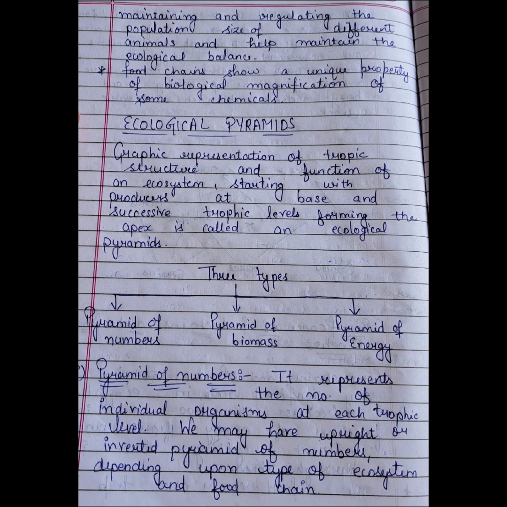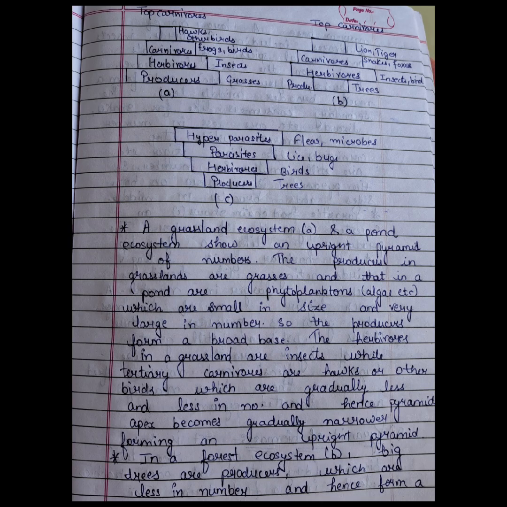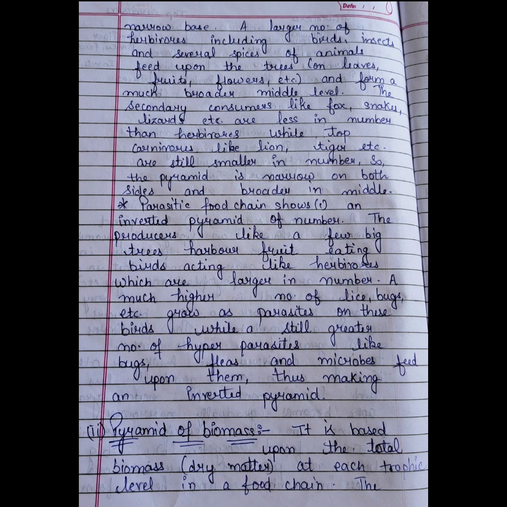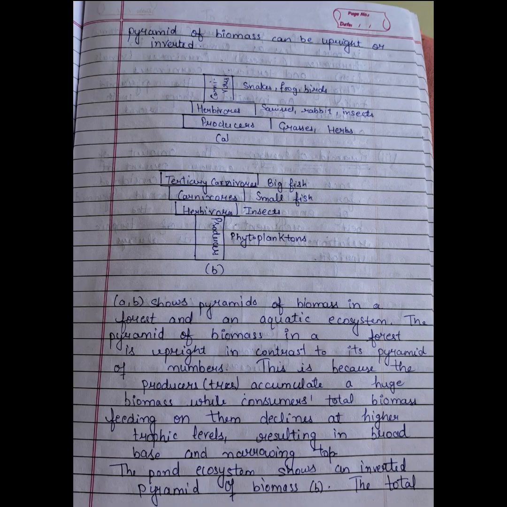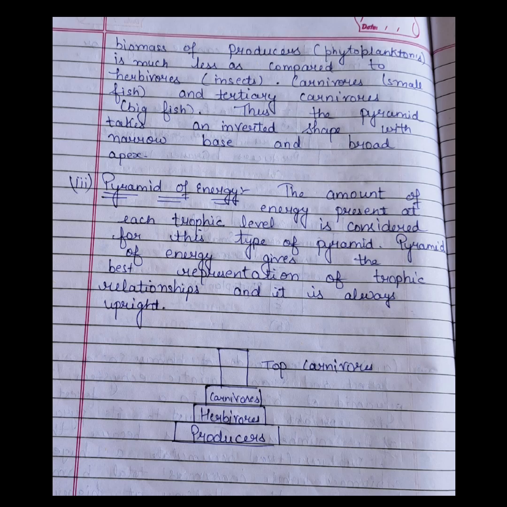There are three types of pyramids. First is the pyramid of numbers. It represents the number of individual organisms at each trophic level. The pyramid of biomass is based upon the total biomass or dry matter at each trophic level in a food chain. The pyramid of biomass can be upright or inverted. The last is the pyramid of energy. The amount of energy present at each trophic level is considered for this type of pyramid. The pyramid of energy gives the best representation of trophic relationships, and it is always upright.